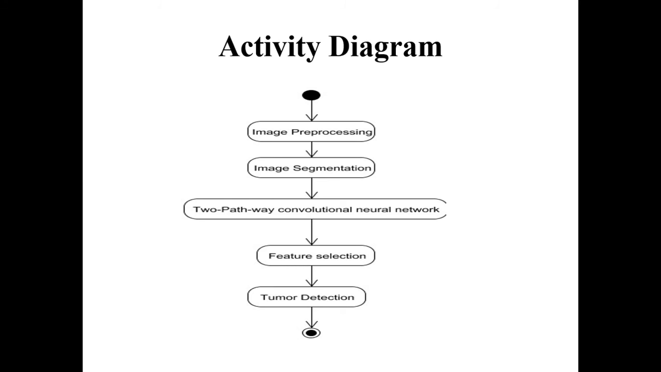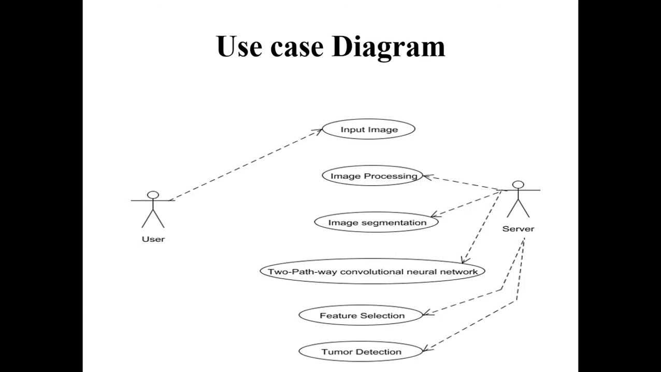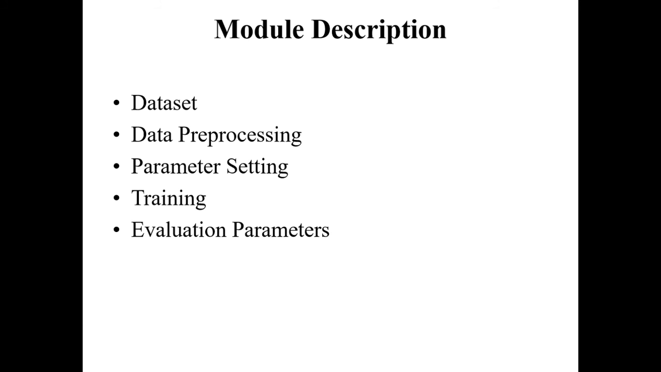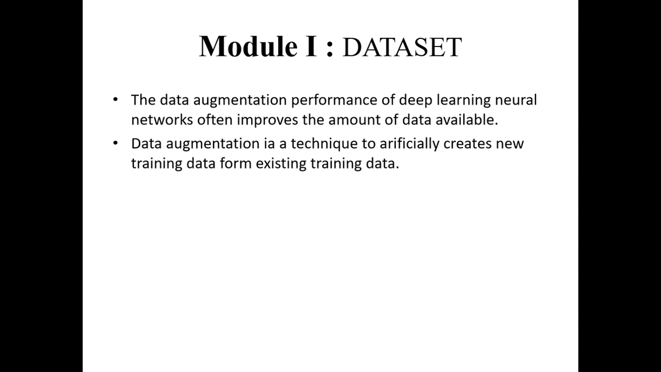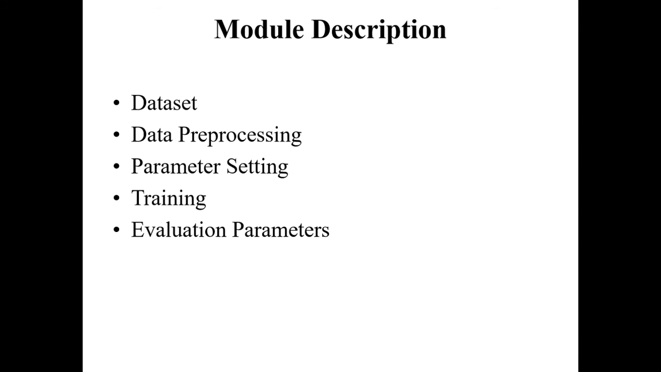The actual diagram has image pre-processing and image segmentation, as I said in the collaborative diagram. You can all go through this. And the model description, which is how I did this project, starts with the data set, data pre-processing, parameter setting, training, and evaluation parameters.